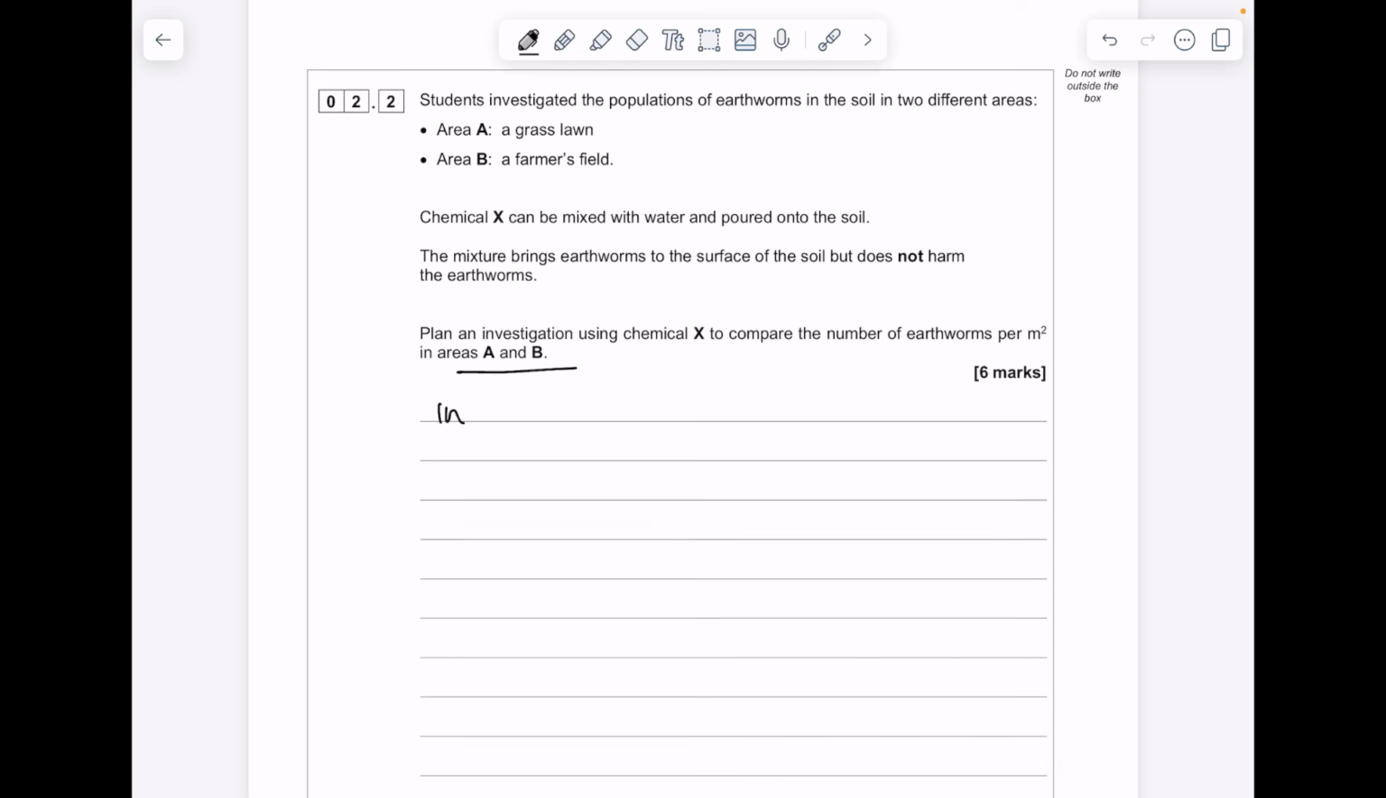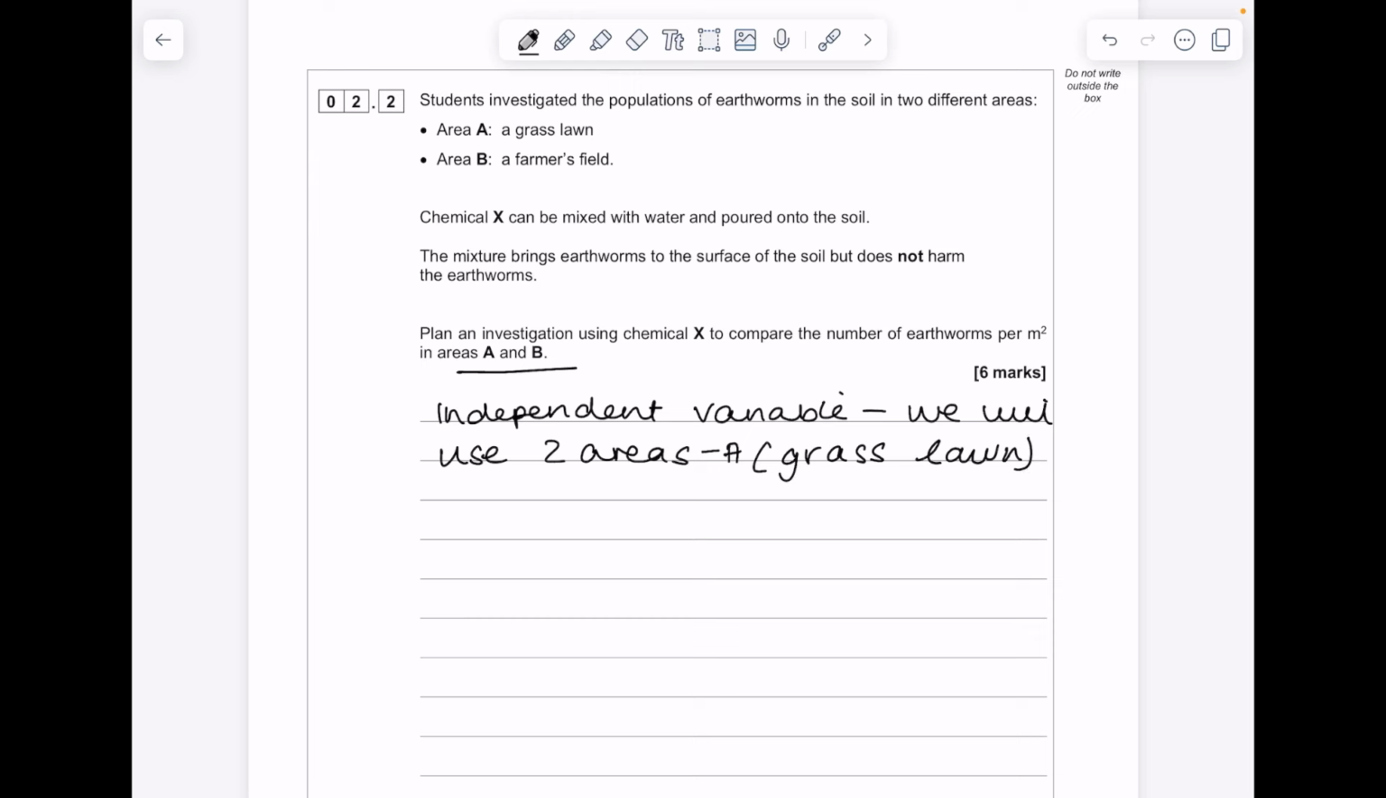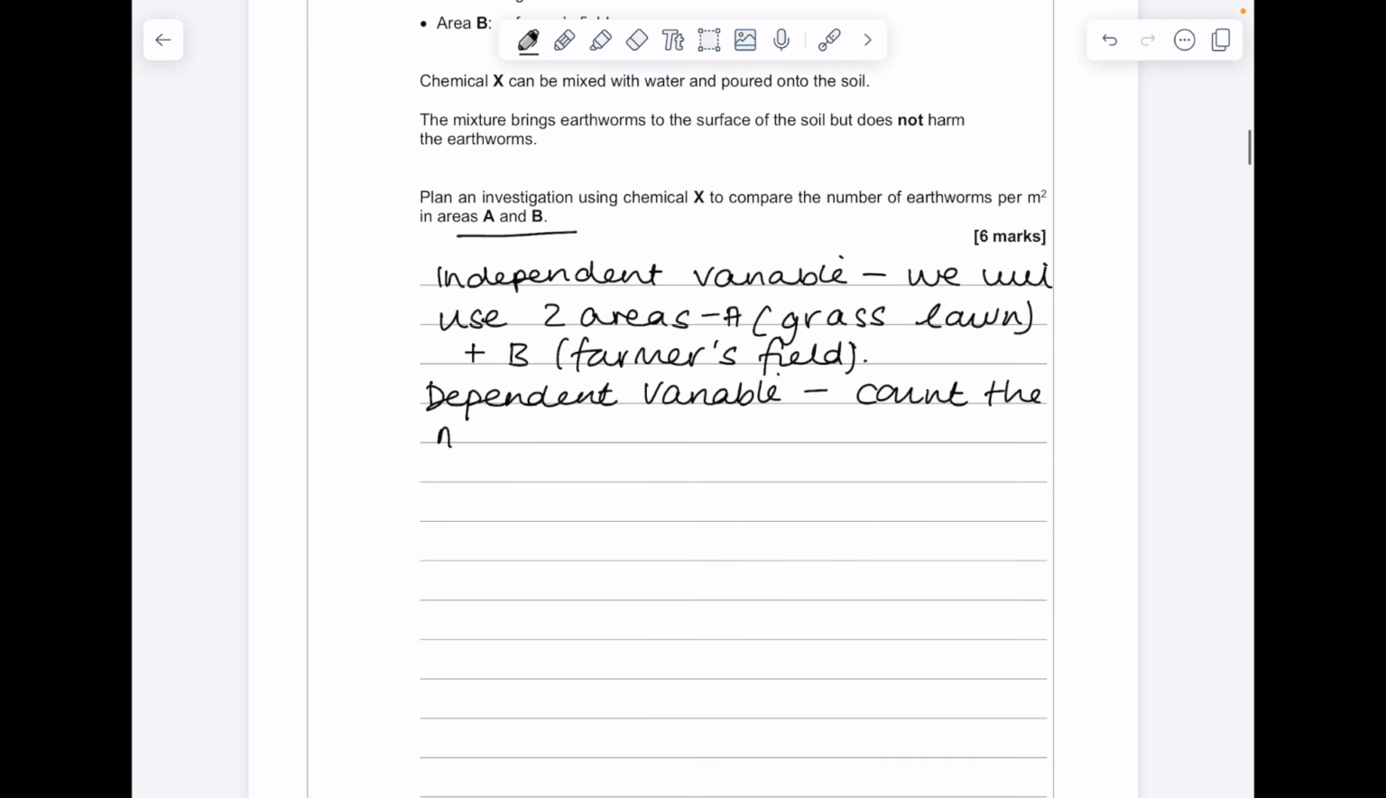So what is our independent variable? What are we changing? We will use 2 areas. A, which is the grass lawn, and B, the farmer's field. What are we measuring? Count the number of earthworms in areas A and B.